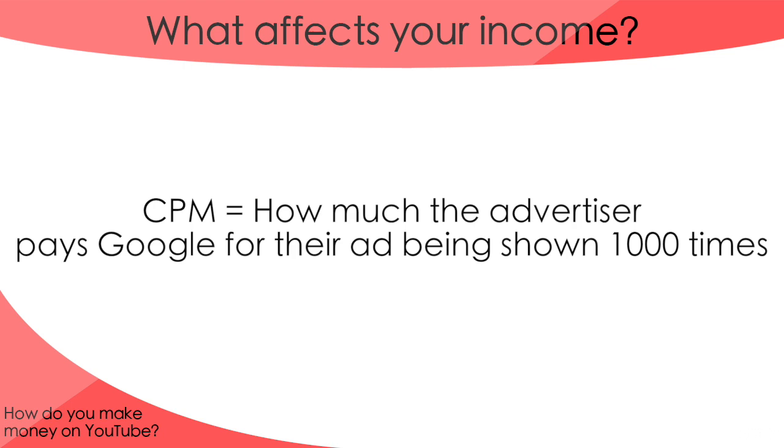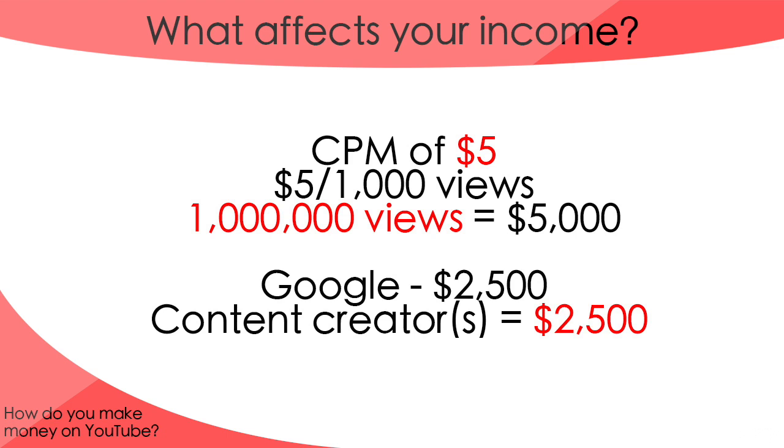For example, an advertiser pays Google $5 for every 1,000 views their ad gets. That's a CPM of $5. Google is paid $5 to display their ad 1,000 times. If their ad gets 1,000,000 views, that is $5,000. However, YouTubers don't keep all of that money. Like I said before, Google keeps about half of the money the video makes. So in this case, the content creators would be left with about $2,500.